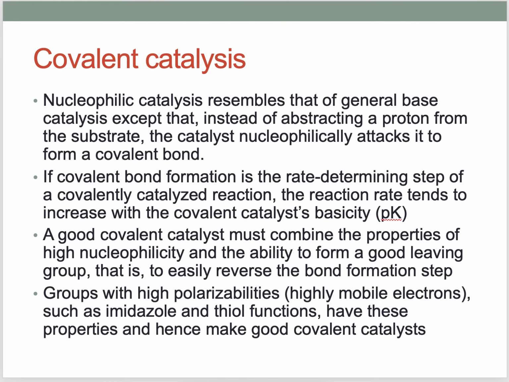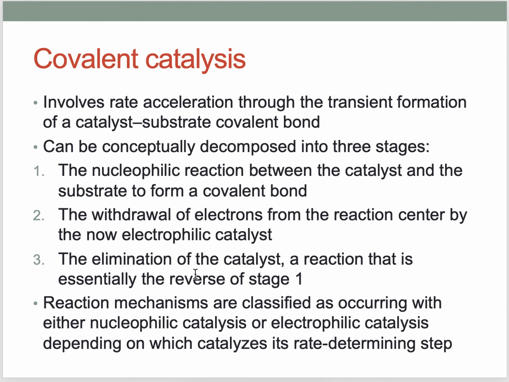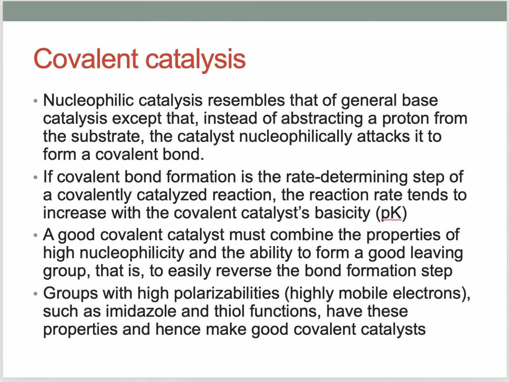Okay, so now in case of covalent catalysis, there are both an electrophilic stage and a nucleophilic stage. Okay, so that means both nucleophilic catalysis and electrophilic catalysis occur here. So which one is the rate limiting? We can name the reaction accordingly. So for example, if the nucleophilic stage is the rate determining step, then we can call it a nucleophilic catalysis mechanism. Or if the electrophilic catalysis stage is rate determining, then we can call it electrophilic catalysis.